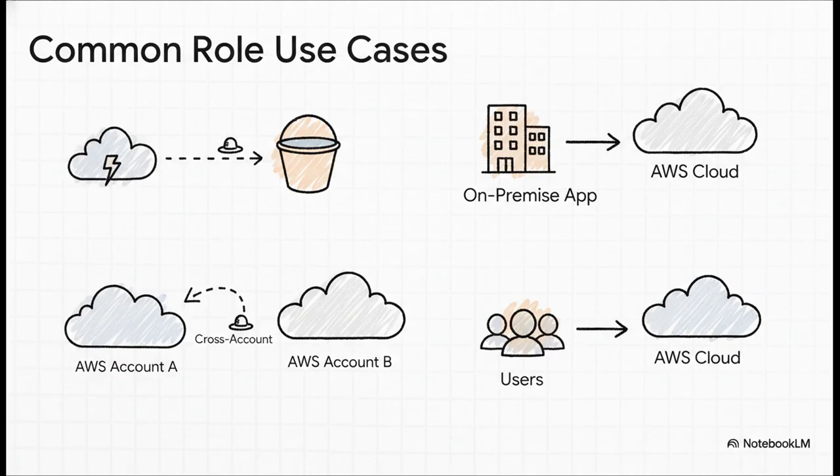The classic example, the one you'll see all the time, is an EC2 instance that needs to read a file from an S3 bucket. Instead of sticking secret keys right onto that instance, which is a big no-no, you just assign it a role. But they're also used for things like letting people from your company's directory sign in, or even letting one of your AWS accounts talk to another one securely.